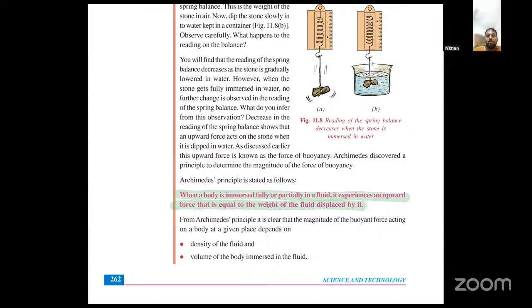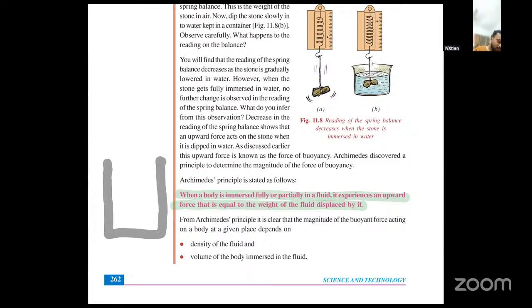Okay, so for example, the weight is 2 kg. So it experiences the same force, which is according to its weight. So when a body is immersed fully or partially in the fluid, it experiences an upward force that is equal to the weight of the fluid displaced. So, for example, we can take one example.